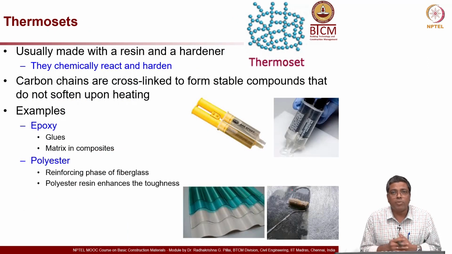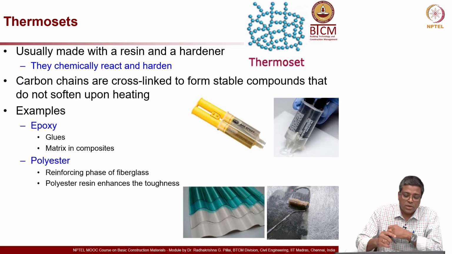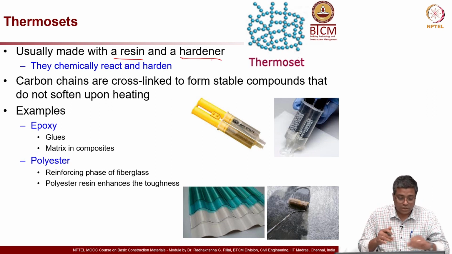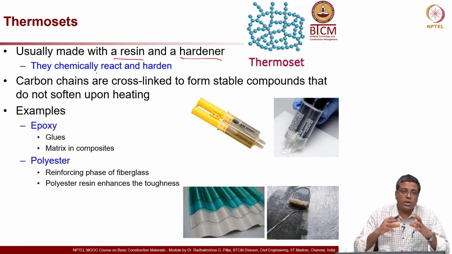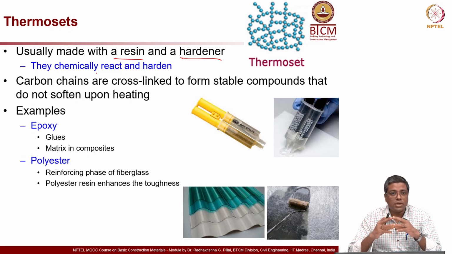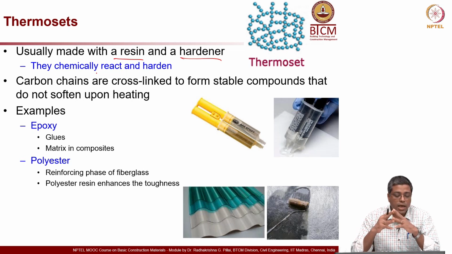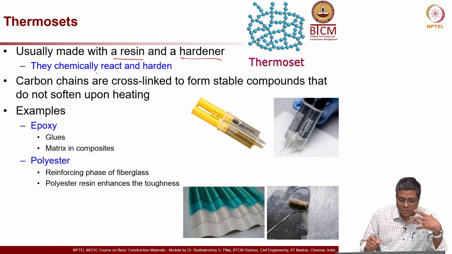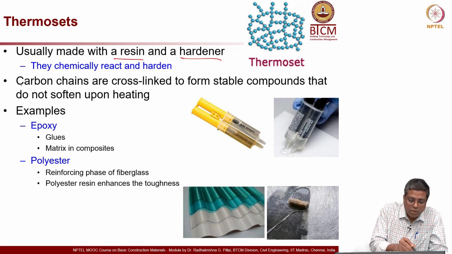Now the other set of plastics are thermosets, usually made with a resin and a hardener. What they do is, when they are mixed together, they chemically react and then harden to whatever shape we are putting them in. Now, when I say chemically react, you can see how it is used, but maybe before that I will just explain what they are.